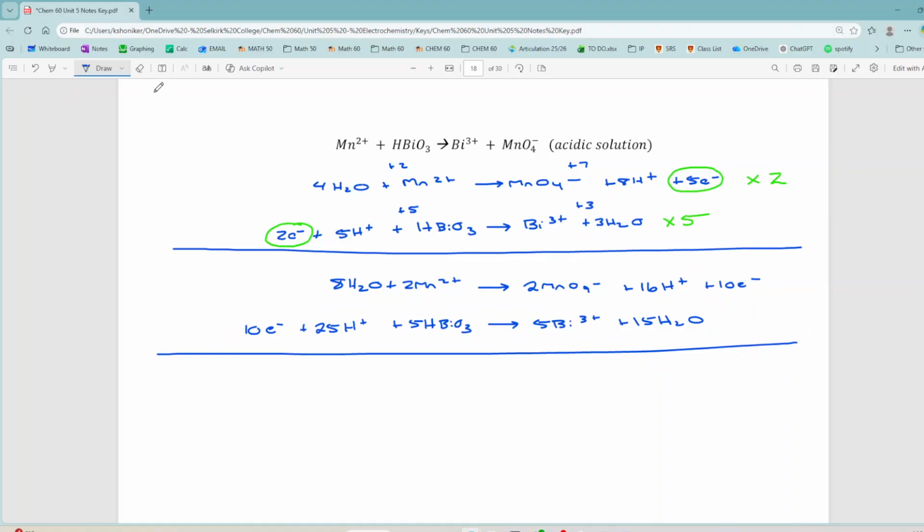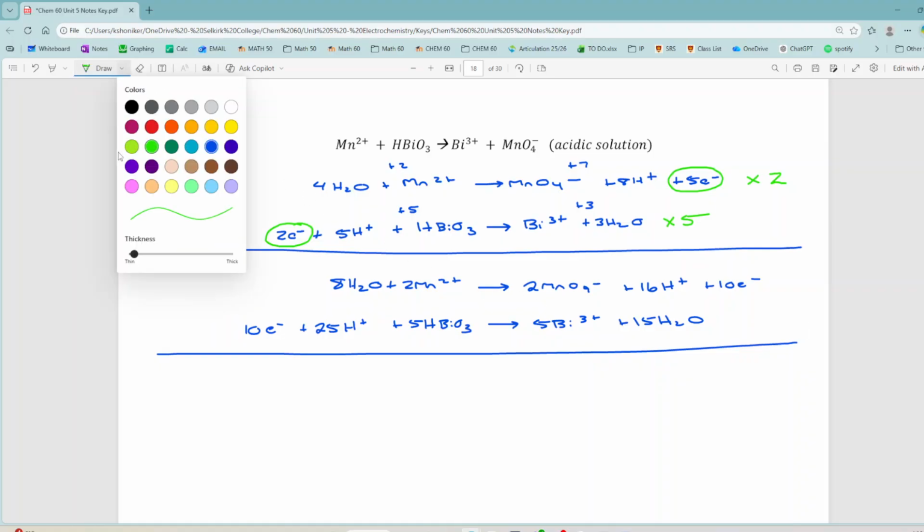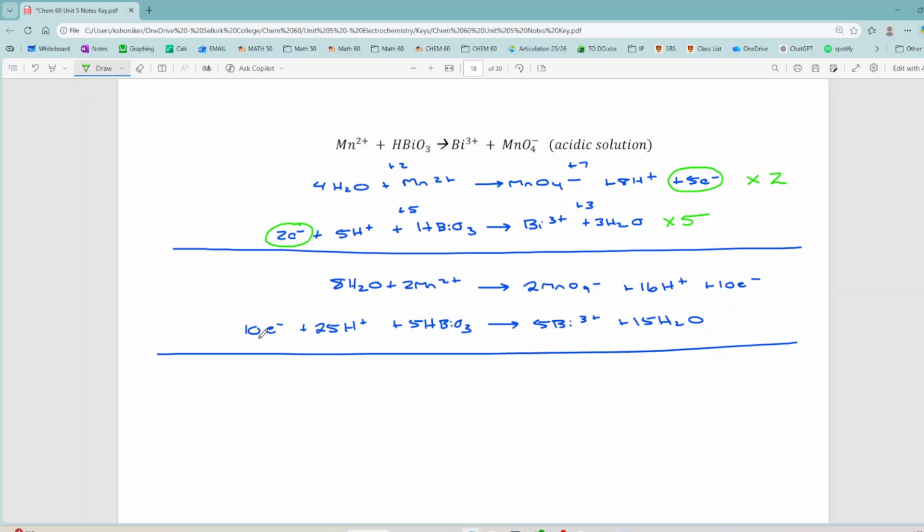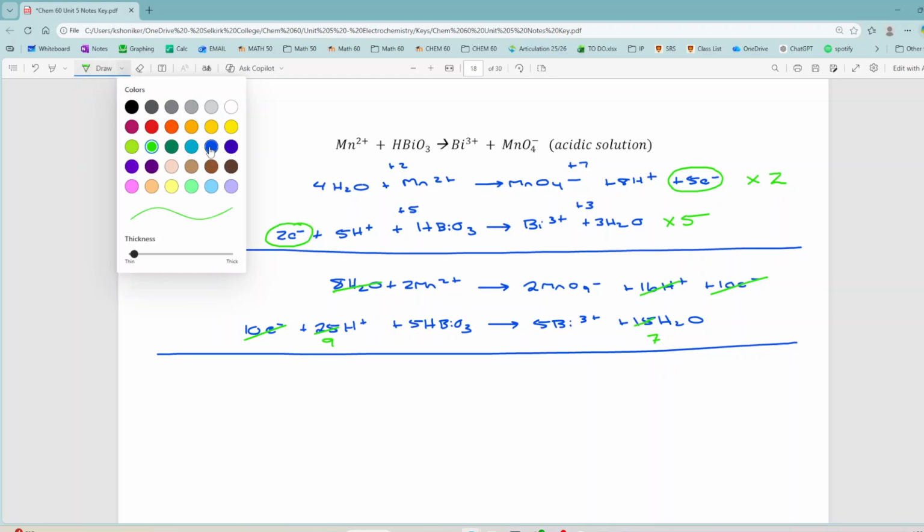Then I go straight to my final answer, and I'm going to cancel out the things that I can. So 10 electrons, 10 electrons. I have 25 hydrogens on the left and 16 hydrogens on the right. So I'm going to get rid of all the hydrogens on the right, and then I have 9 on the left. And then for the waters, I have 8 waters on the left and 15 on the right. So 15 minus 8 is 7, and I'm going to be left with 7 waters on the right. And then I write my overall reaction.